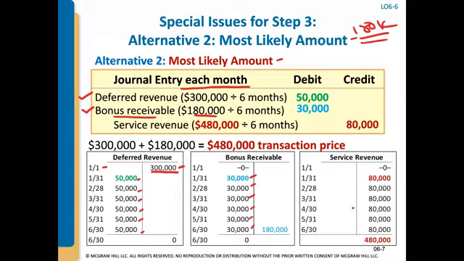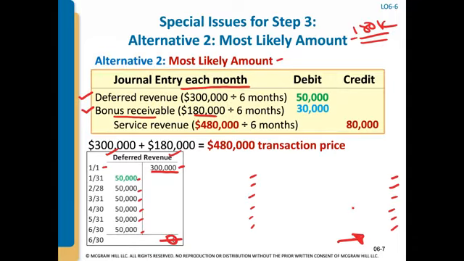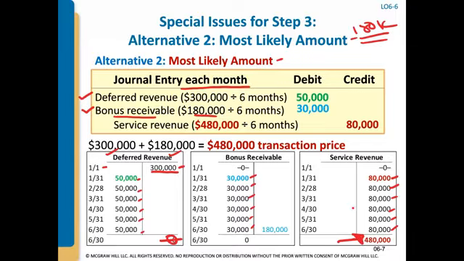And then we're going to recognize the service revenue for the fixed fee amount and the bonus amount, which is the 30 plus 50. So at the end of each month, we're going to credit service revenue for $80,000. At the end of the 6 months, for deferred revenue, our liability is 0 because we credited $300,000 on January 1 and debited $50,000 for the next 6 months. So our liability at the end of the 6 months is 0, which is what it should be. I'm going to skip over here to service revenue. We're going to recognize $480,000 of service revenue at the end of the 6 months. And if I go back to my previous slide, that's what we said the expected value of the contract will be, the $480,000. So I would expect to have $480,000 of service revenue at the end of the 6 months.